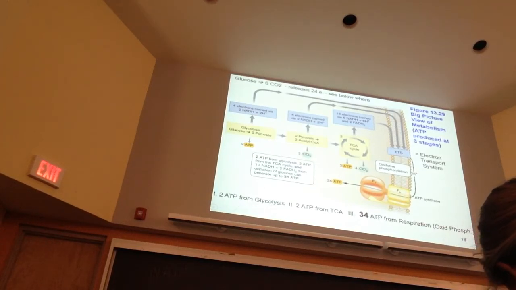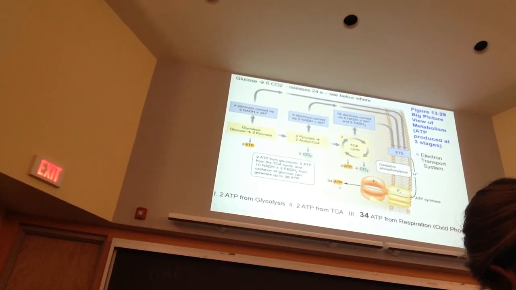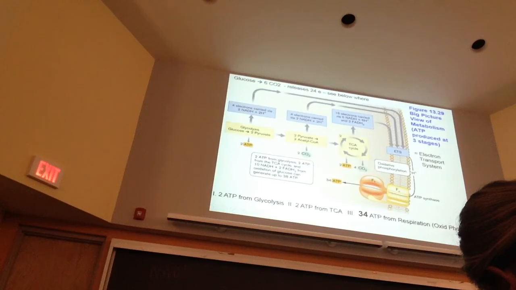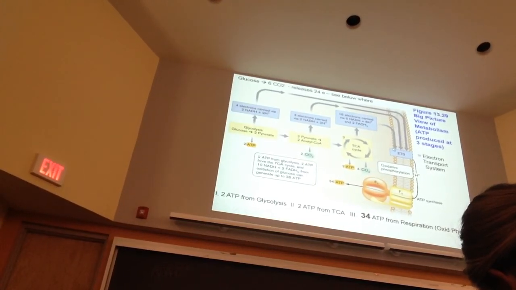There's only 2 ATP produced in glycolysis. There is only 2 ATP produced in the TCA cycle. And then in the 3rd step, respiration, gosh, there's 34 moles of ATP produced. So that's why there's a whole chapter devoted to respiration, because that's where the bulk of ATP production occurs, through this electron transport system in the membrane. So that's where the energy is.